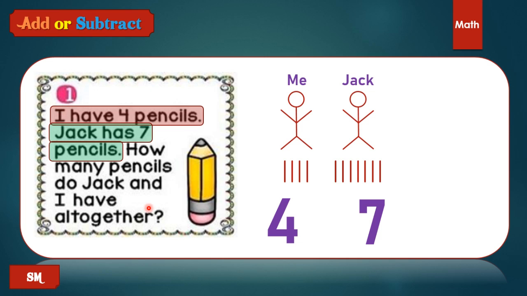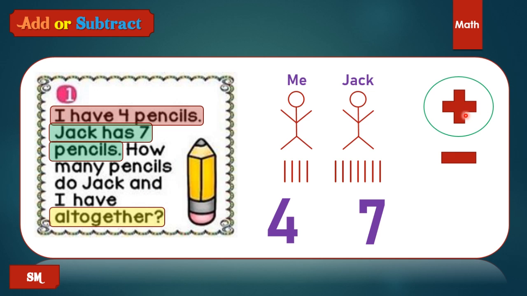The pencils all together. When I say all together, is it add or subtract? Excellent. When I say all together, he wants all the pencils. How can I get all the pencils? By add or subtract? By add. Excellent. So I put plus between 4 and 7.